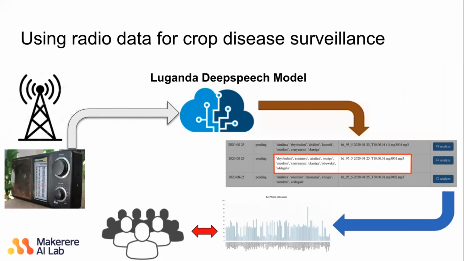Yeah, so the case I'm going to use as an example for social impact is where we try to use radio for crop disease surveillance. In such a case, we had to build a Uganda DeepSpeech model. So basically you have your speech to text model in the pipeline that consumes radio streams that come through, and then it gives you text.